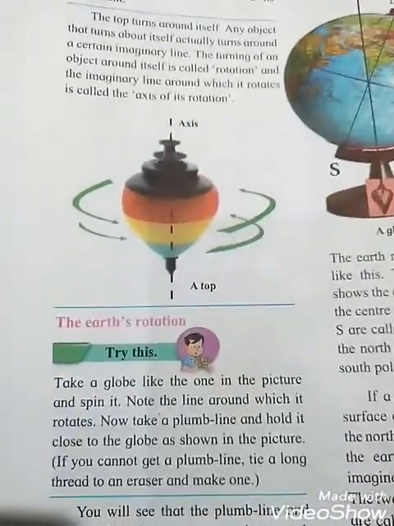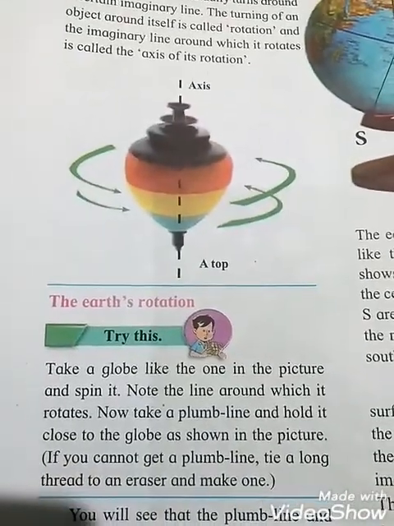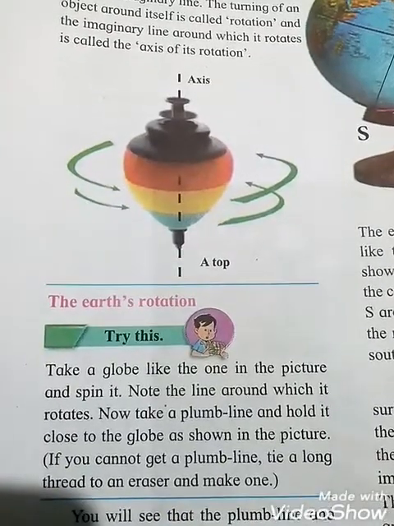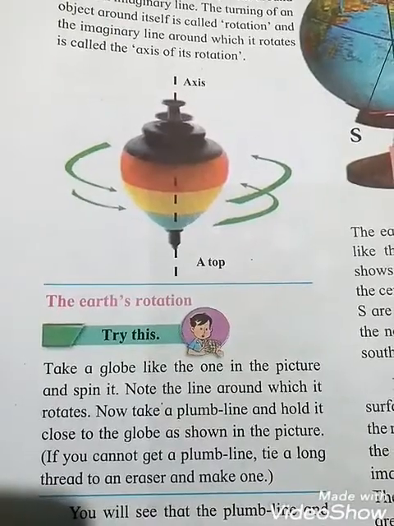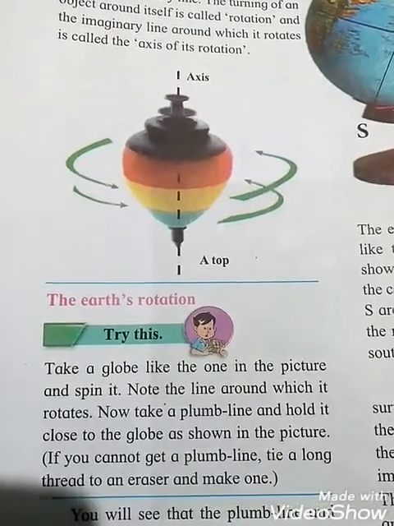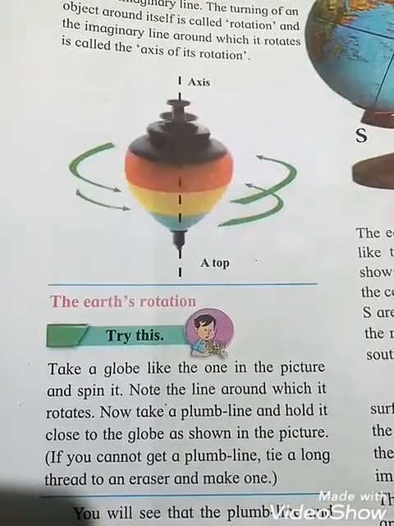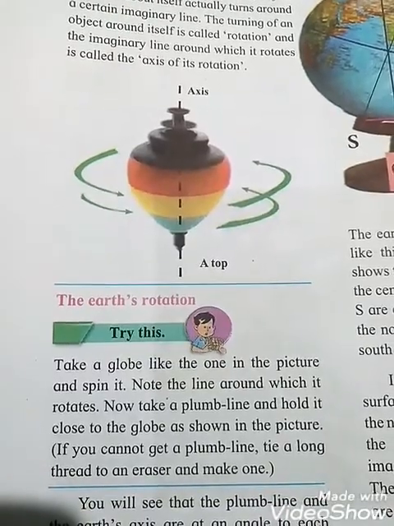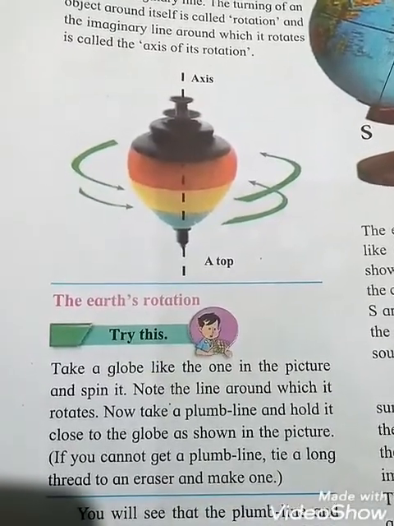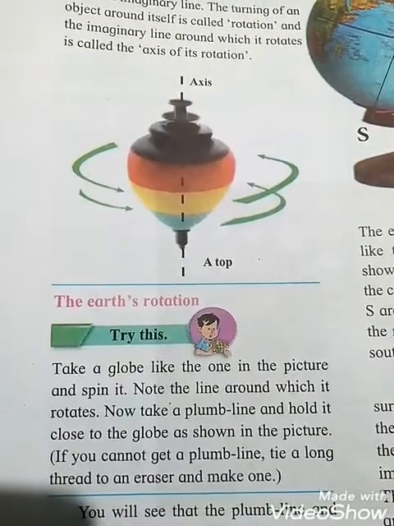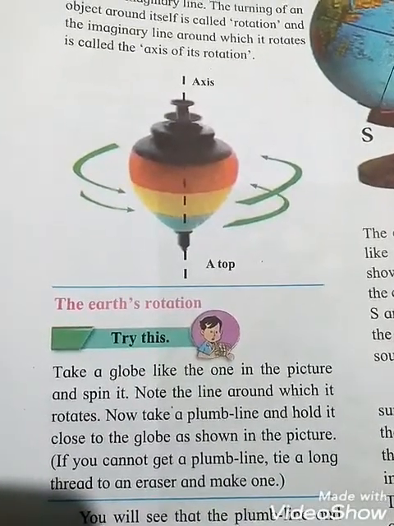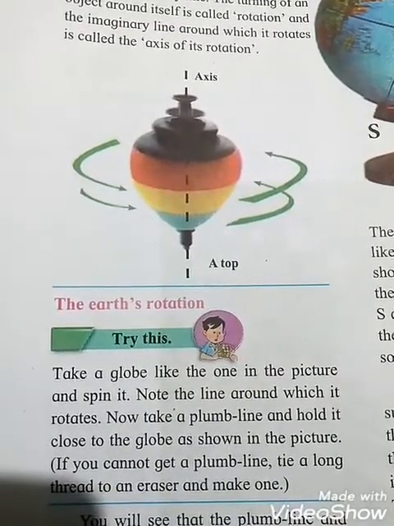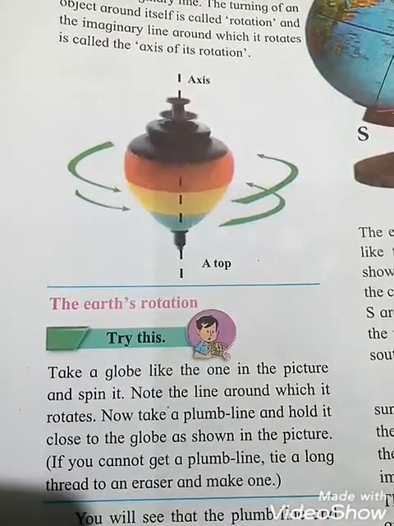Now we can see the earth's rotation. Try this. Take a globe like the one in the picture and spin it. Note the line around which it rotates. Now take a plumb line and hold it close to the globe as shown in the picture. If you cannot get a plumb line, tie a long thread to an eraser and make one. So you have to spin it and note the line around which it rotates.